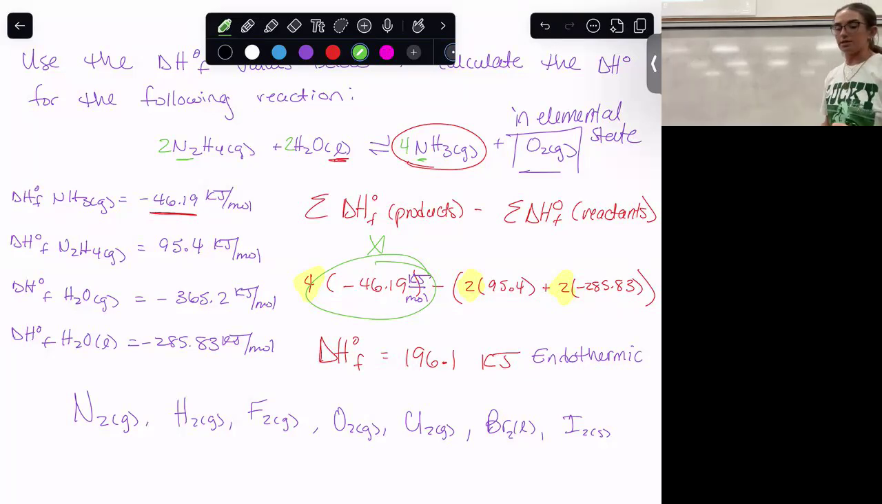Yep, endothermic because it's positive, right? Anything with a positive delta H is endothermic.